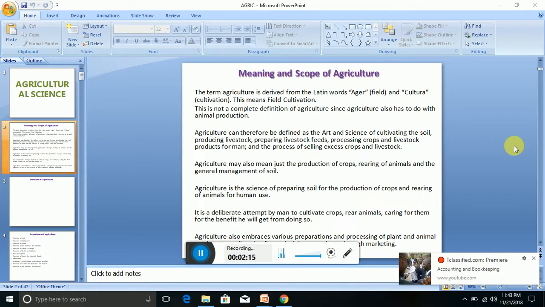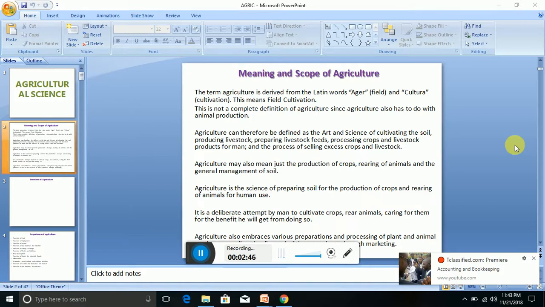Agriculture may also mean just the production of crops, rearing of animals, and general management of the soil. So you can see that management of the soil is also an important aspect of agriculture. Management of the soil involves putting manure to the soil so that the soil will be productive, and doing normal things that will prevent things like leaching and deforestation. Very, very important. All of them are composed inside that word agriculture.